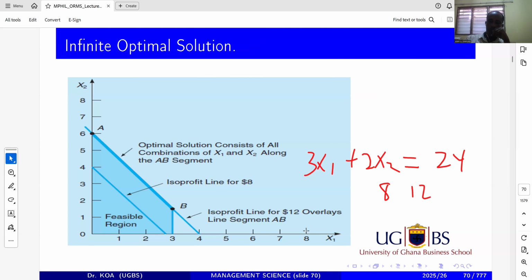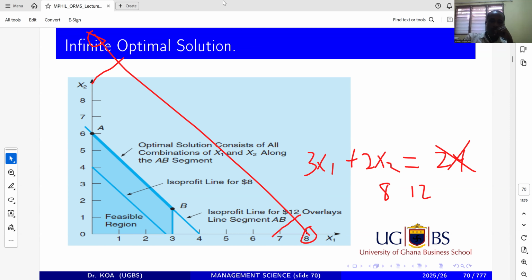8 is going to be somewhere here, and 12 is going to be somewhere there. You plot these two, you get a line. If you start shifting that line down, if you take a smaller number, because this one has gone higher, so let's reduce the 24. Let's cancel this 24 and make it like 8.